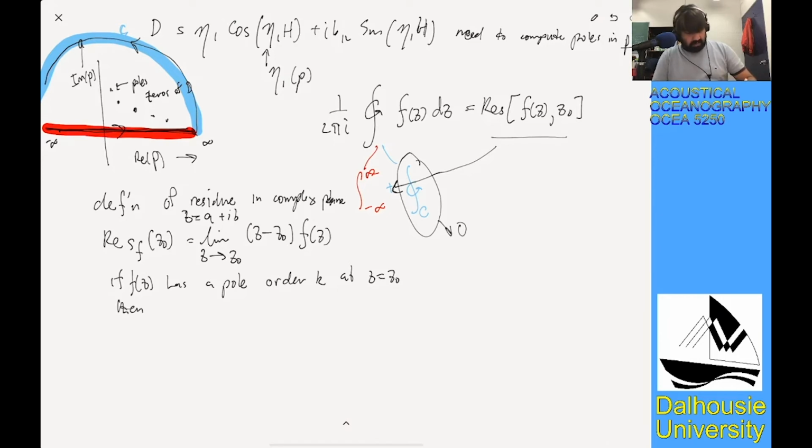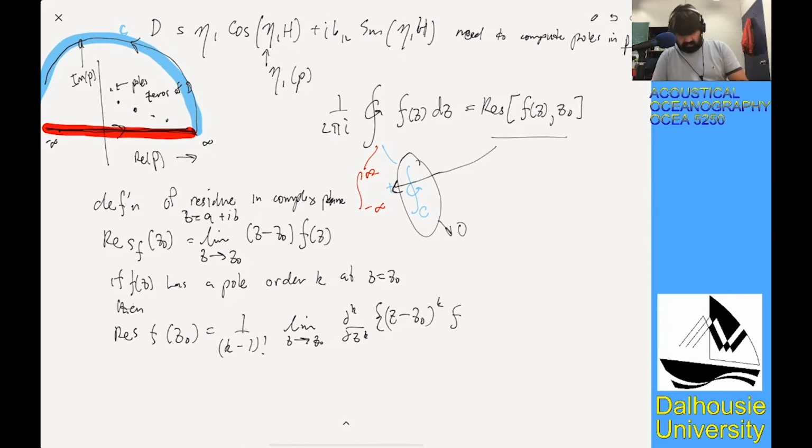So for a higher order pole, residue of f at z naught equals 1 over k... For a higher order pole, the definition is slightly more involved: dk by dzk, where k is a whole number. Okay, so that's a little aside here.